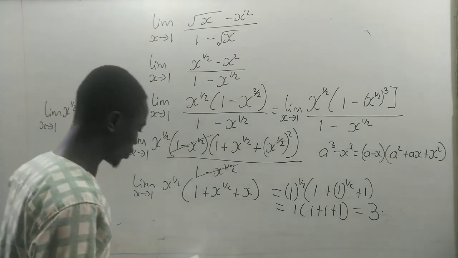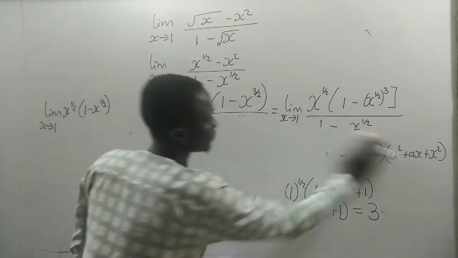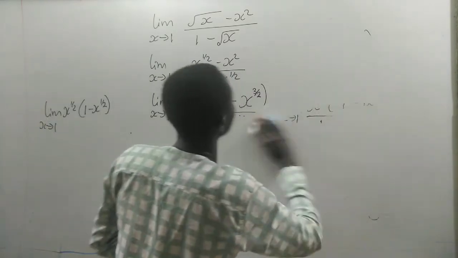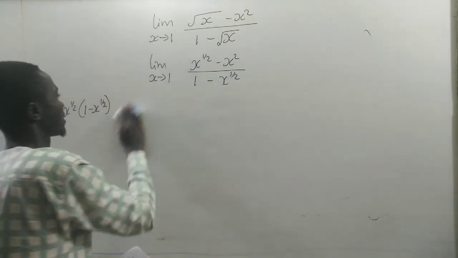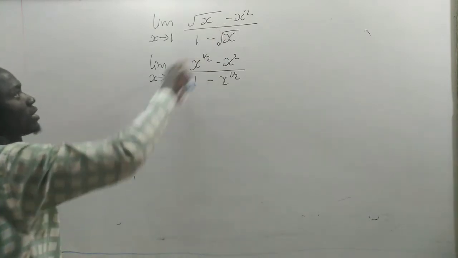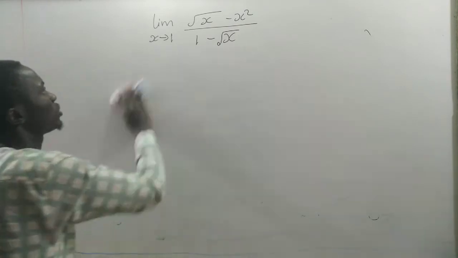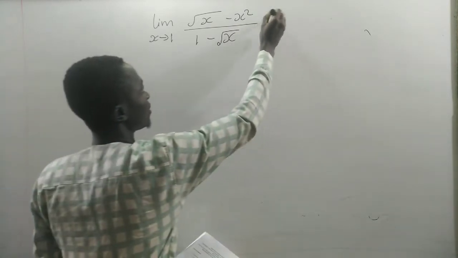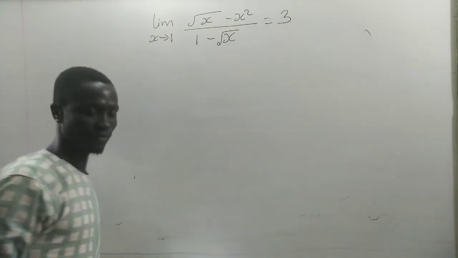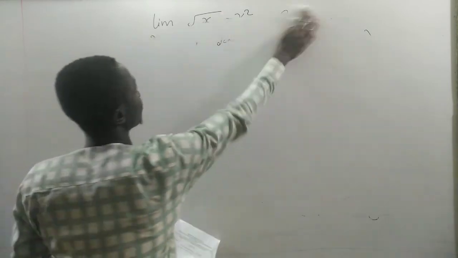Okay, now let's solve the C. So what is the limit of square root of x minus x squared divided by 1 minus square root of x as x approaches 1? The answer is equal to 3. Very, very simple. So I think it has left the last two.